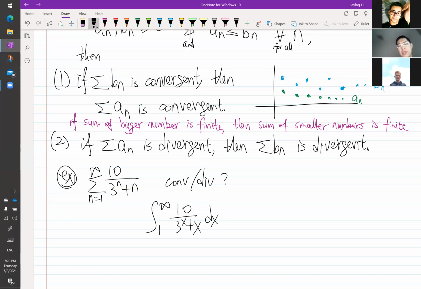You cannot use the p-series test because you cannot put it in the 1 over n to the p form. You can try to use the divergence test, but I think it's going to be inconclusive if you try to use it. So we're going to try to use a comparison test.